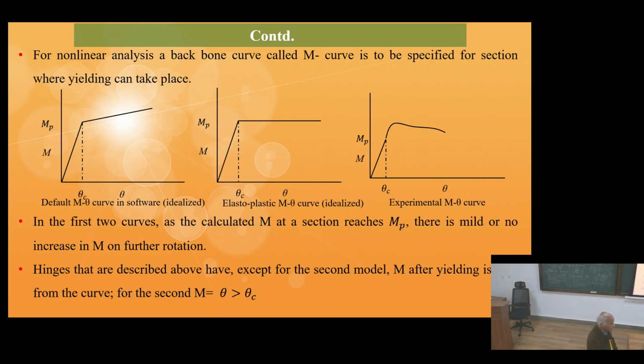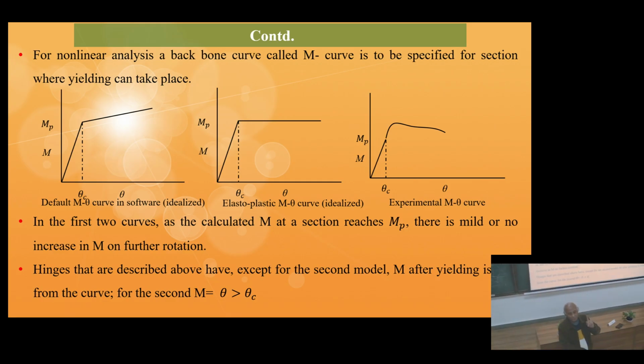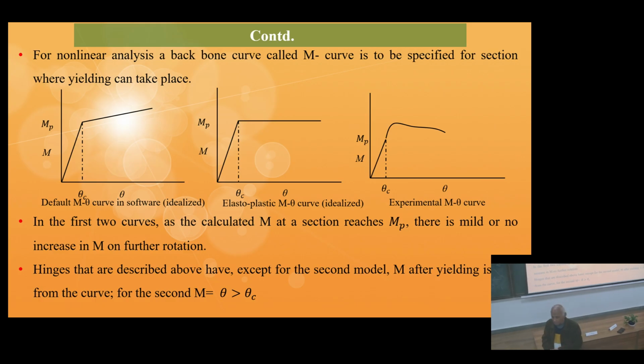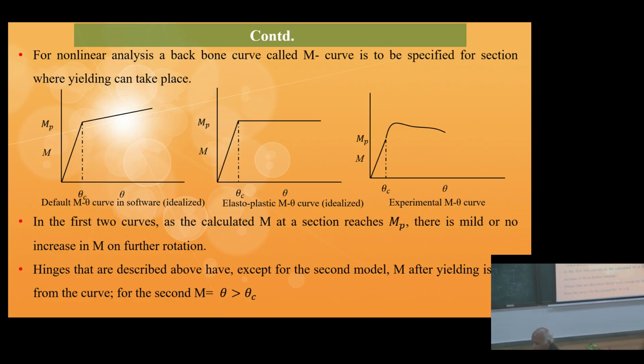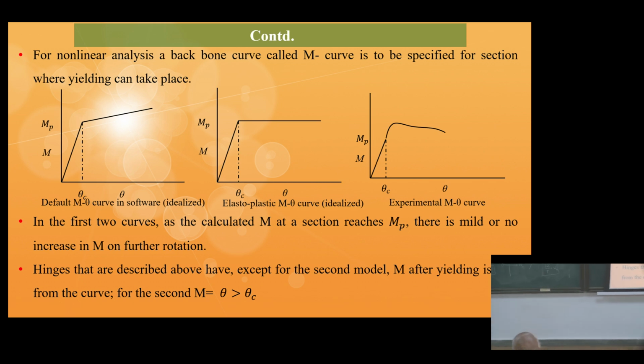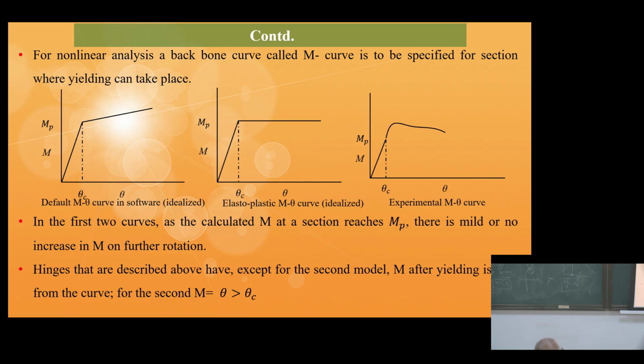Now, when you are trying to do a nonlinear dynamic analysis, you also have to provide the same information for the cross section. And what the computer does, or what you may be writing in the program, is that there is a hysteretic loop at a particular hinge.